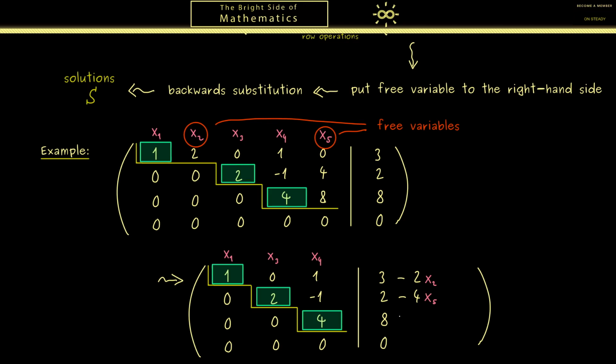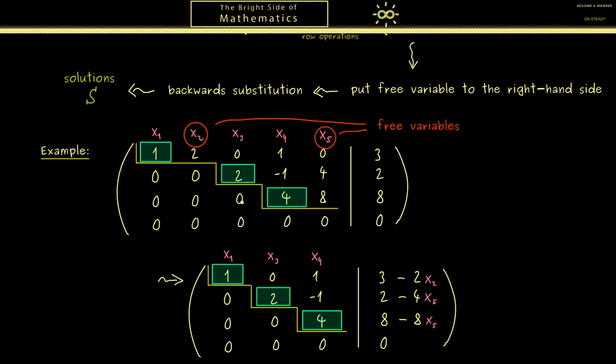Okay, and then similarly, we subtract minus 8x5 in the third row. Okay, and then finally we see nothing changes in the last row at all because it's a zero row. In other words, the last row does not give us any information at all.